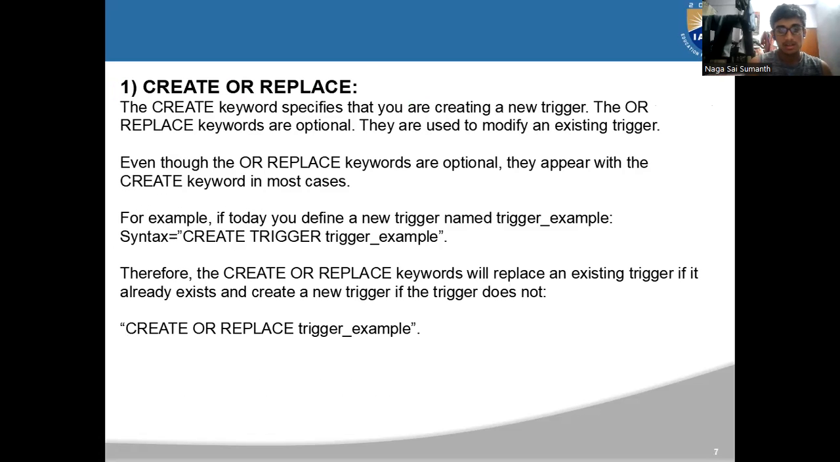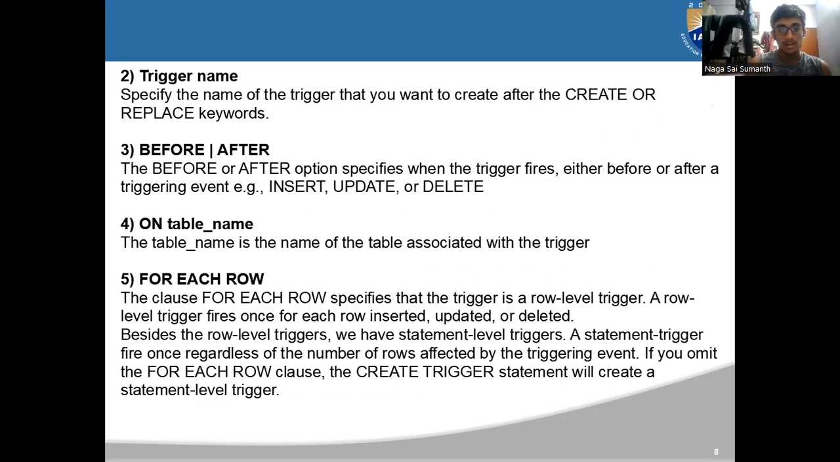CREATE OR REPLACE: here the CREATE keyword specifies that you are creating a new trigger. The OR REPLACE keywords are optional, so they are used to modify an existing trigger. Even though the REPLACE keywords are optional, they appear with the CREATE keyword in most cases. For example, if you define a new trigger, the syntax is CREATE TRIGGER. Therefore, CREATE OR REPLACE will replace an existing trigger if it already existed, and create a new trigger if the trigger doesn't exist. Trigger name: here you specify the name of the trigger that you want to create after the CREATE OR REPLACE keywords.